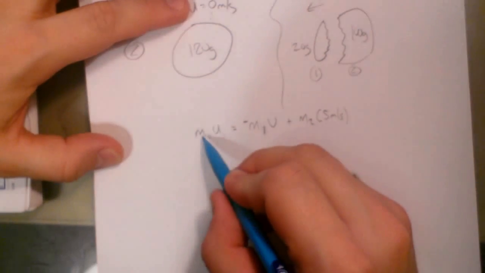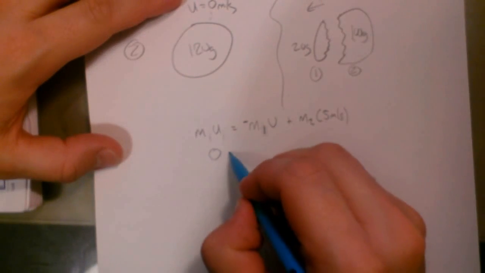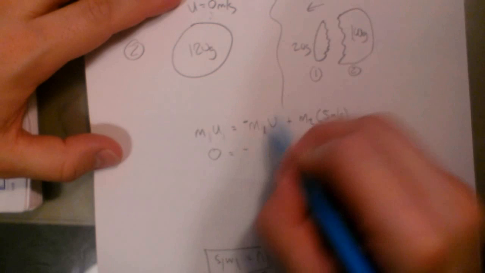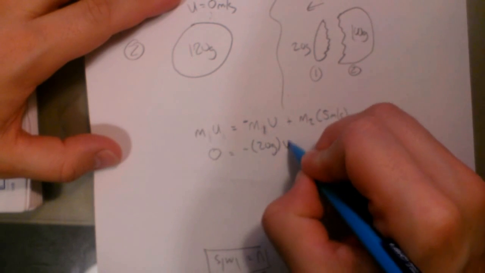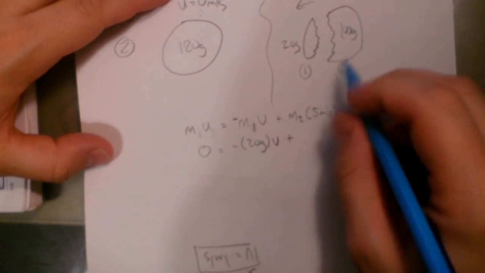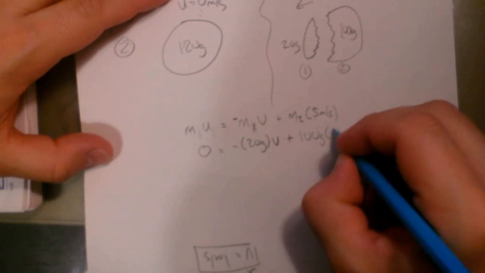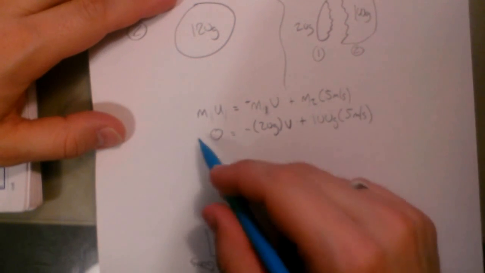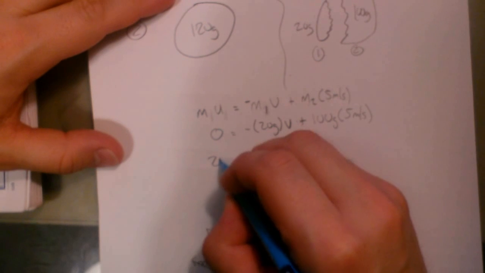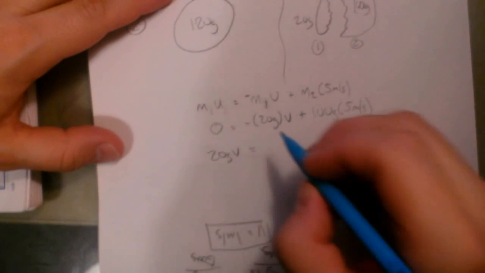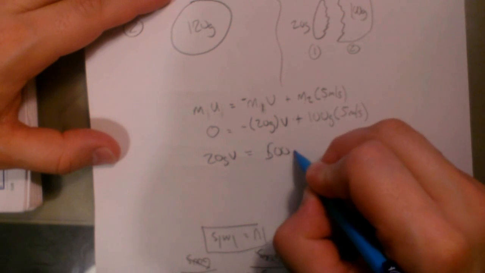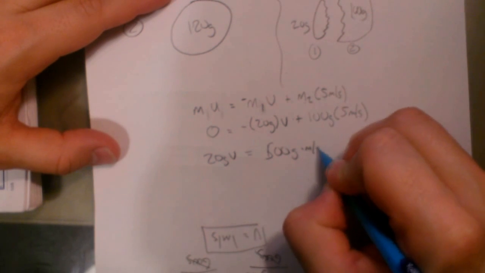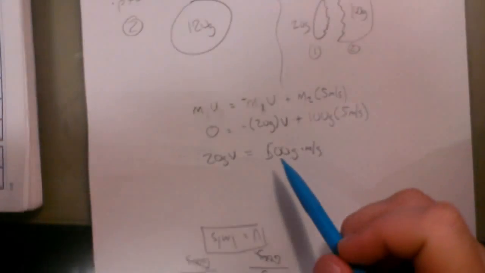The momentum here is 0. 120 grams times 0 is 0. So 0 is equal to negative the mass of 1, which is 20 grams, times the velocity we want to find, plus the mass of 2, which is 100 grams, times 5 meters per second. I'll go ahead and move this to the other side. So I have 20 grams times v is equal to, I'll just do the math, 500 grams times meters per second. Now it's important to note I'm leaving grams here.